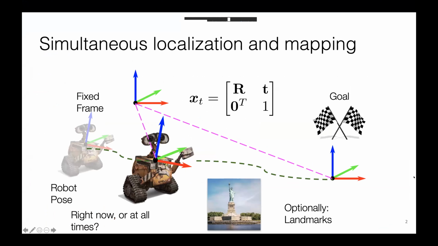So when we talk about SLAM, broadly, we're usually interested in estimating a fixed frame for our robot, consisting of an orientation and a position in 3D space, ideally in the same reference frame as our desired goal state. And optionally also some environmental landmarks to keep track of that state. Sometimes we're interested only in the state of the robot right now, but in other instances, we're interested in the entire history of states of the robot.